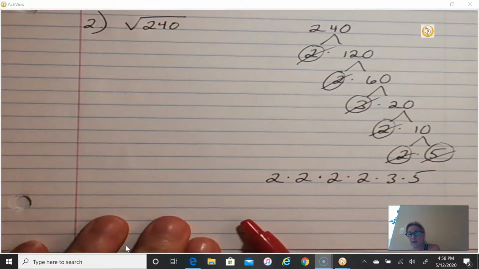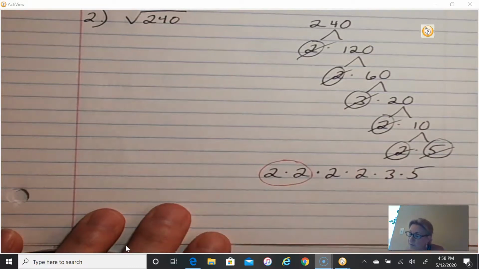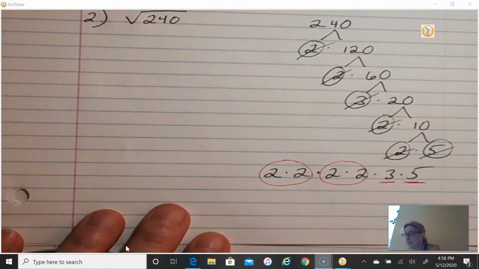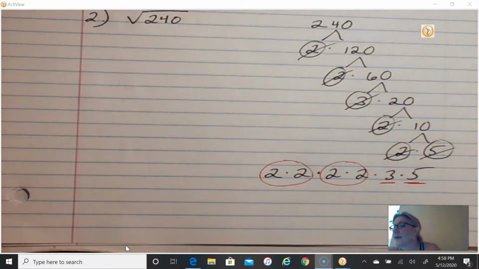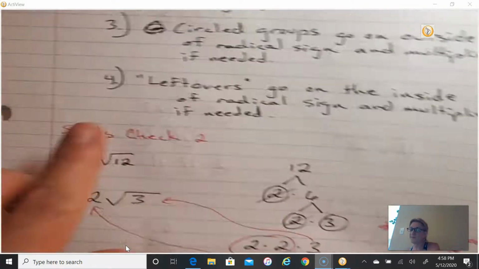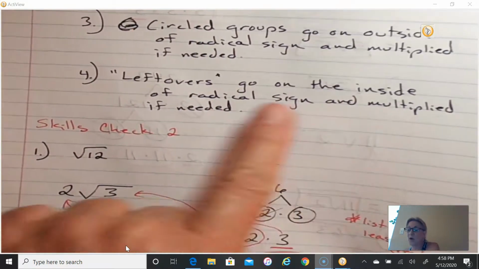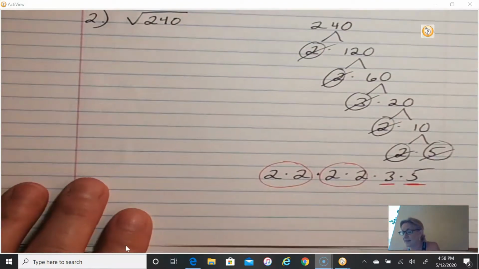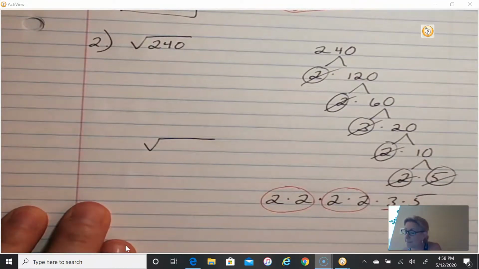Okay, circle your groups of 2. Group of 2. There's a group of 2. Oh, look, I have 2 leftovers. I bet some of you figured out what to do with those, because step 4 says leftovers go on the inside of the radical sign and multiplied if needed. Guys, you're going to do the same thing on the outside and inside. So I'm going to draw up my radical sign.